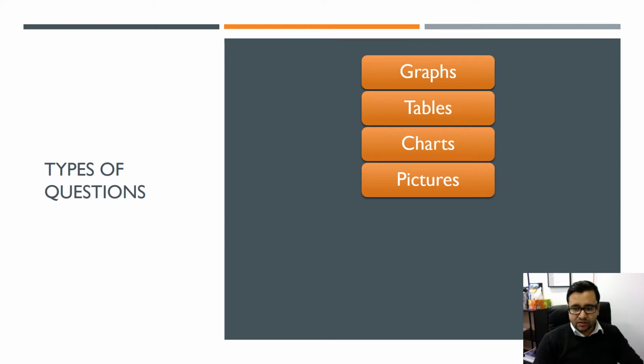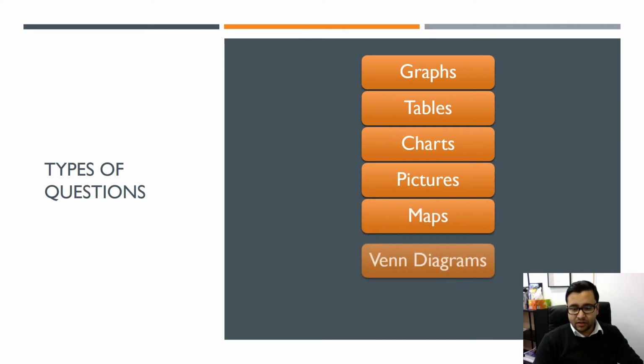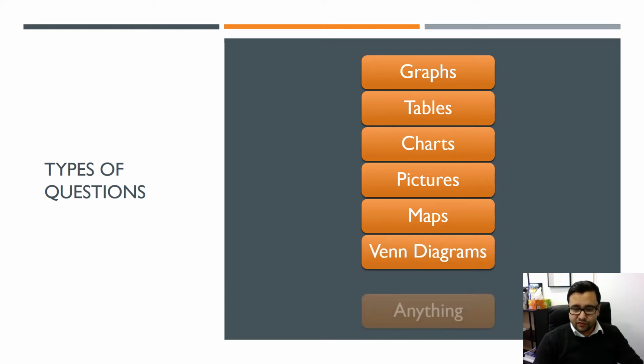Then in some cases, you also get pictures in which you have to describe what you see in the picture and what its impression is on you. Candidates can also expect to get maps in this exam. Along with that, sometimes they ask you Venn diagrams, and then they can ask you anything in the exam. I mean, they can give you any kind of picture and ask you to describe it. Usually, the questions you get here are the kind you are likely to encounter in your university study.